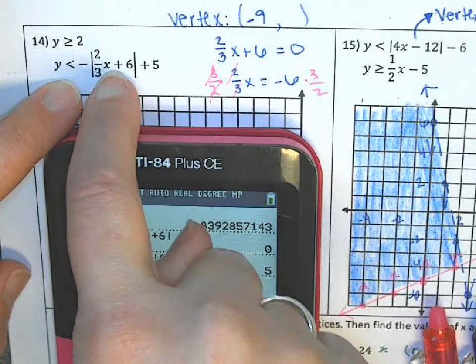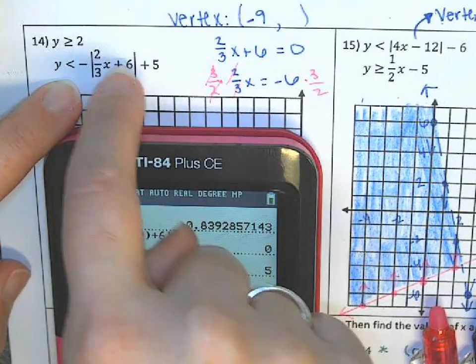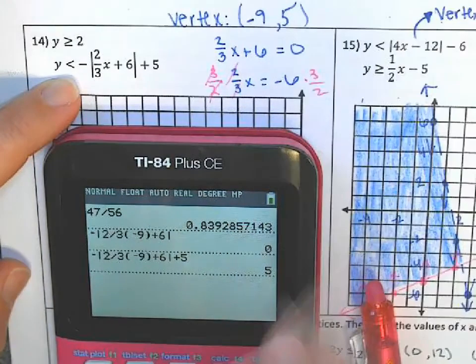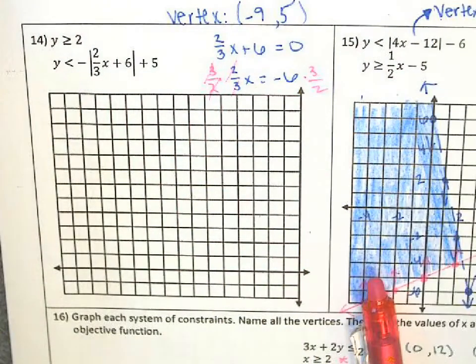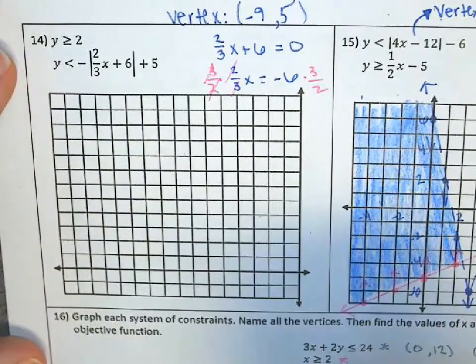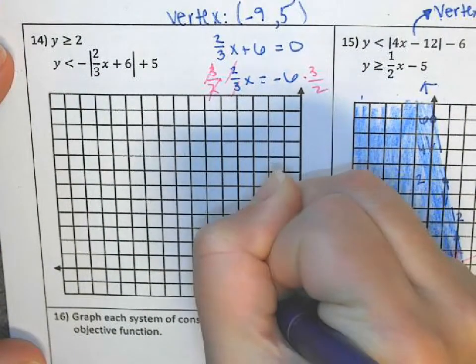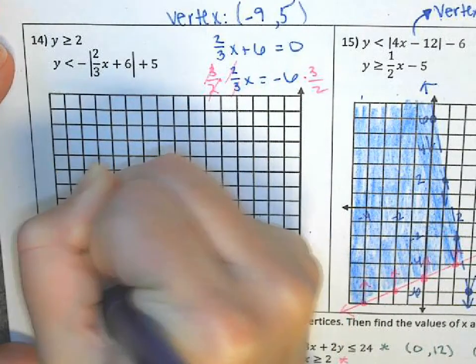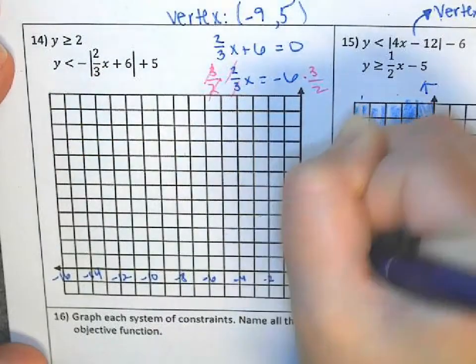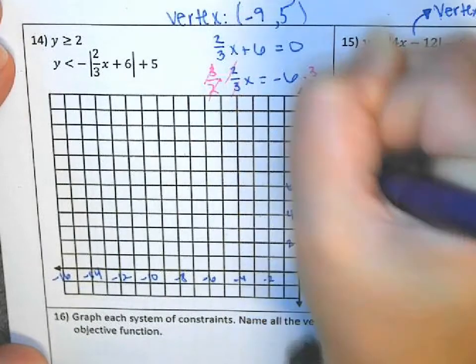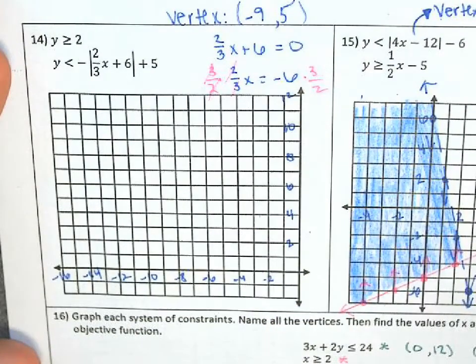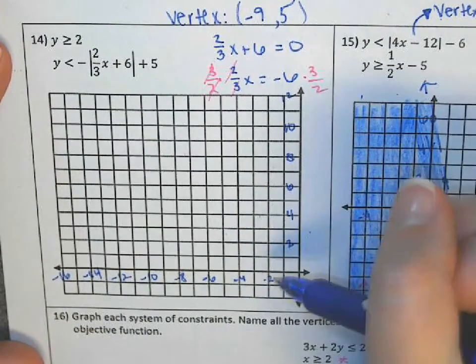So the absolute value of 0 is 0. Make it negative. Still 0. 0 plus 5 is 5. So that makes sense. -9, 5 is your point. Plot the point -9, 5.